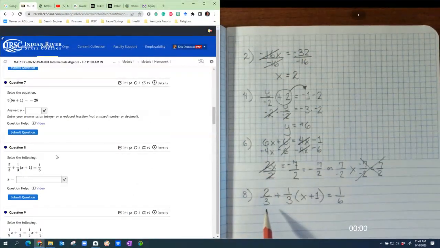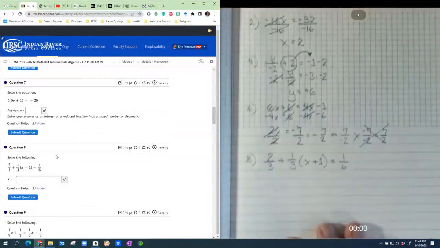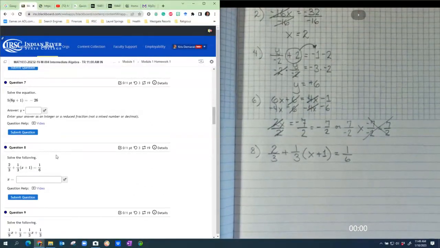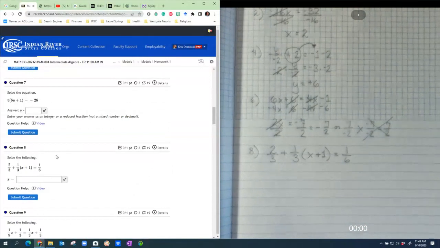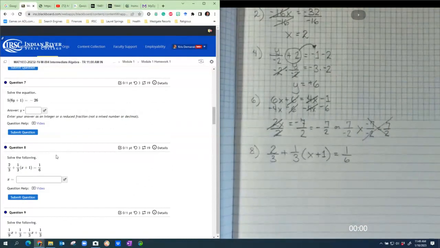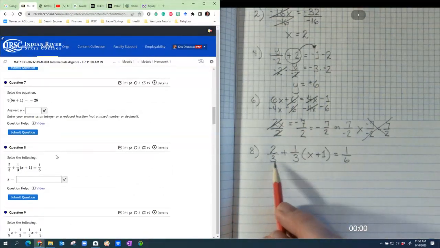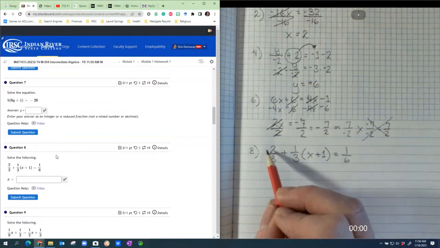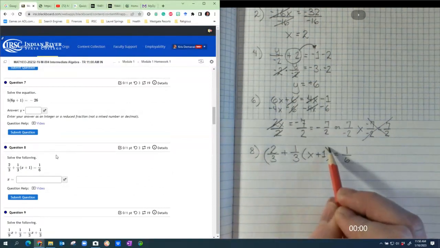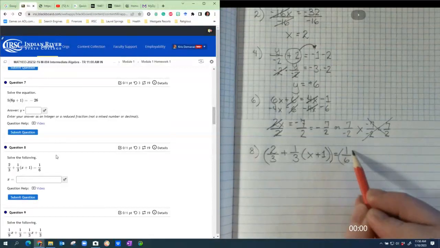Now, since we're dealing with fractions, we always want to kill fractions as fast as possible. All right, and killing fractions means finding the LCD. Finding the LCD between 3, 3, and 6 would mean 6, because 3 can go into 6 and 6 can go into 6. So what we'll do is multiply this side by 6 and multiply this side by 6.